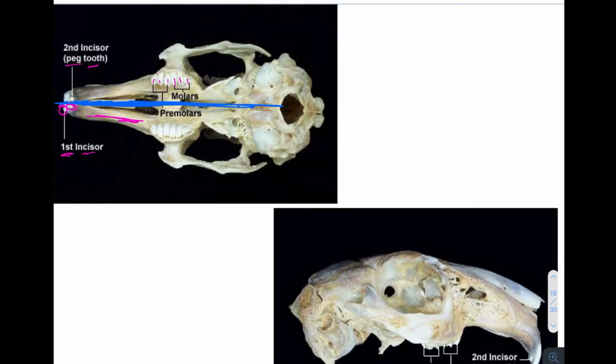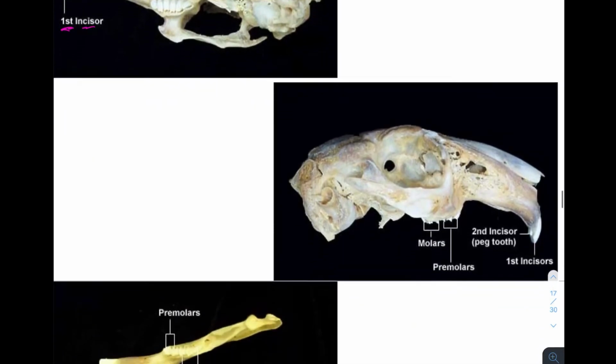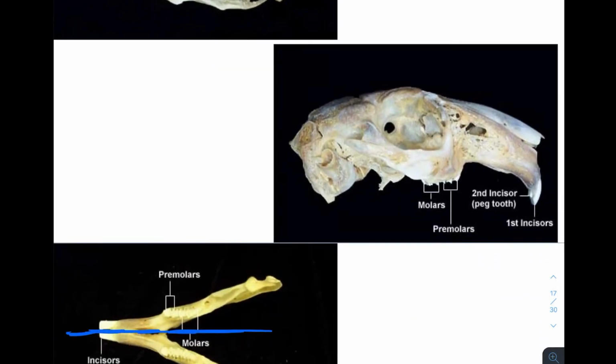If we compare that to the side view, we can see the first incisor being much larger and the second incisor being smaller. So this is a big characteristic of rabbits. And the premolars being 1, 2, and 3, and the molars being 1, 2, and 3.